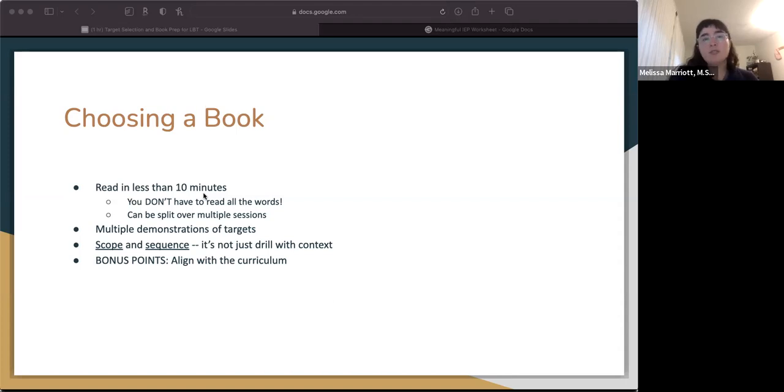It can also be split over multiple sessions, right? If you want to read half the book one day and then do a recap and read the other half of the book the next time, that's also an option.